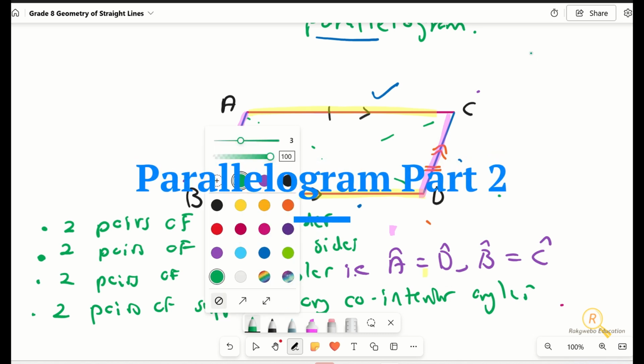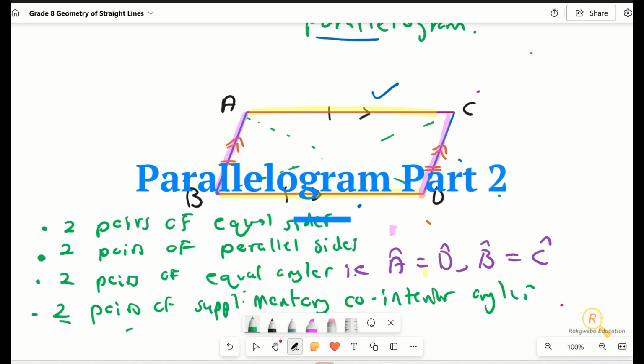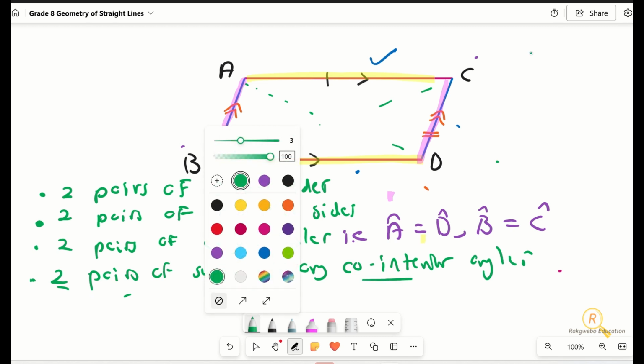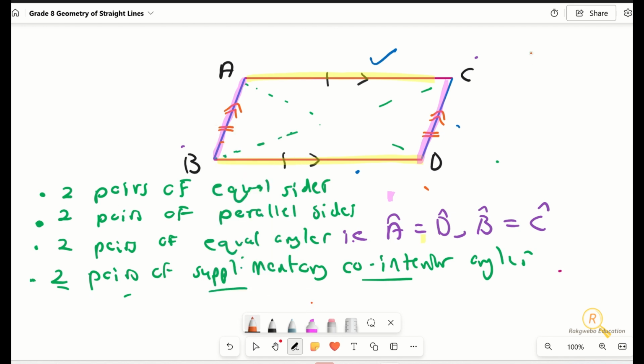The property here says two pairs of supplementary co-interior angles. What do I mean by that? Look, I've got this angle, this angle and that angle. Do you see that they are co-interior angles? They create that C, because we've got parallel lines. And we know that co-interior angles add up to 180. So that's the first pair of co-interior angles.